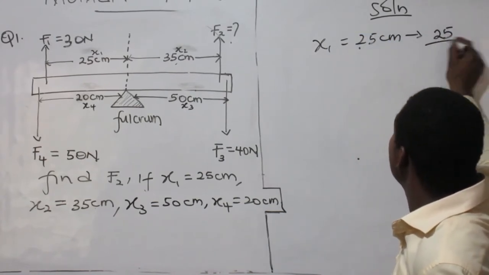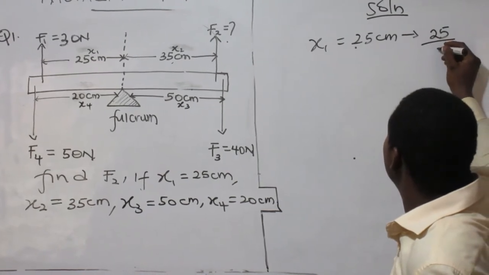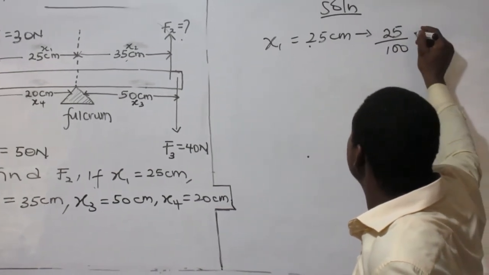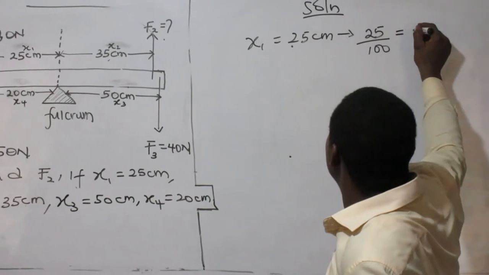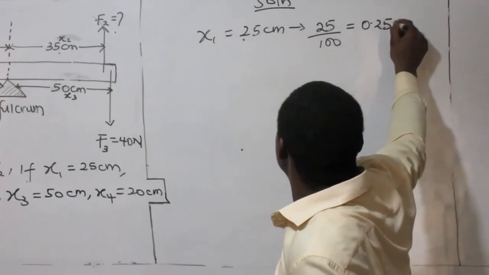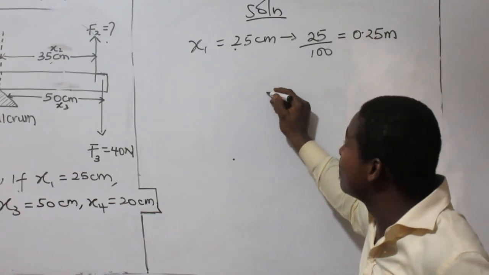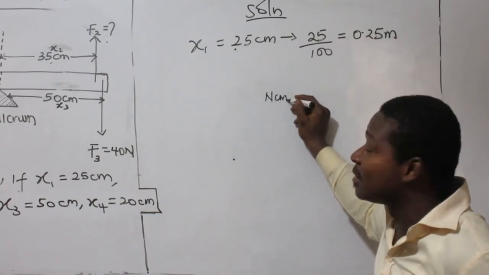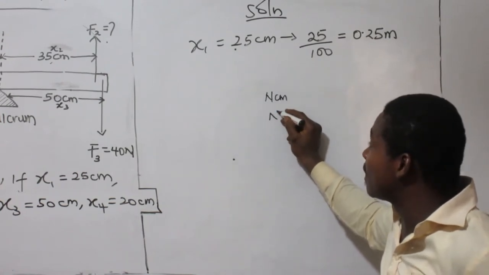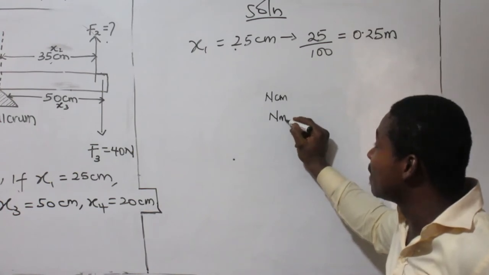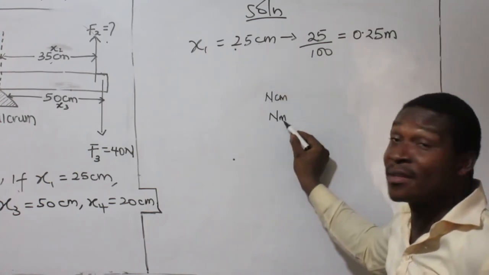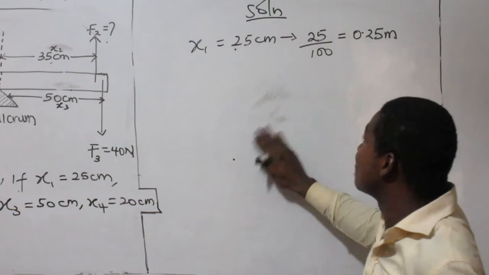You define moment as having a unit of Newton meter. So you have to divide by 100 to get meters. If not, the units for your moments will be Newton centimeter. But you yourself said moment is Newton meter. So the distance should be in meter, because we are working in standard units.